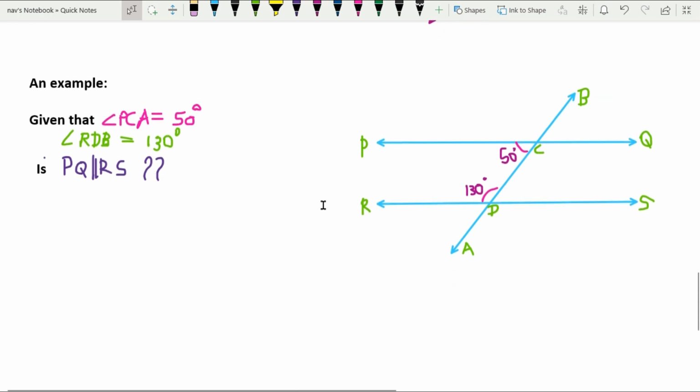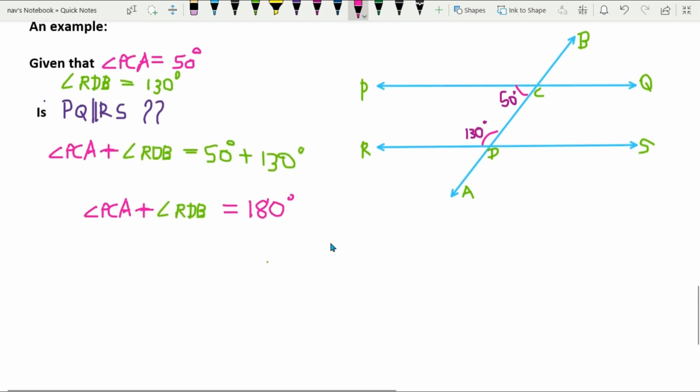Now let us try adding these two given angles. Let us see what will happen. When we add these two given angles, we just saw something interesting. Angle PCA plus angle RDB equals 50 plus 130 degrees. What is that? It is 180 degrees. So angle PCA plus angle RDB equals 180 degrees.